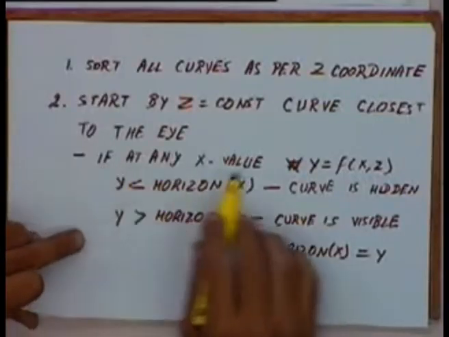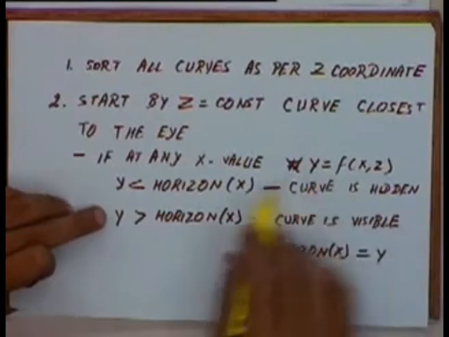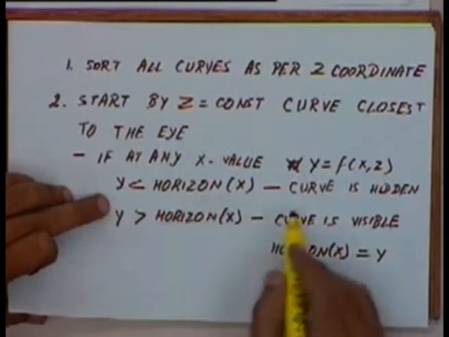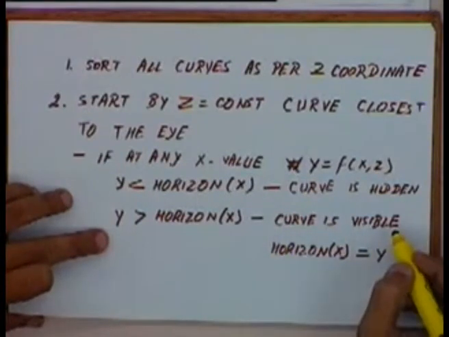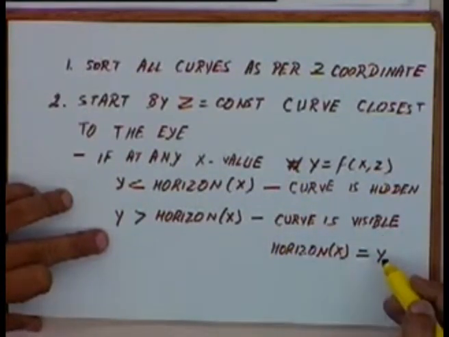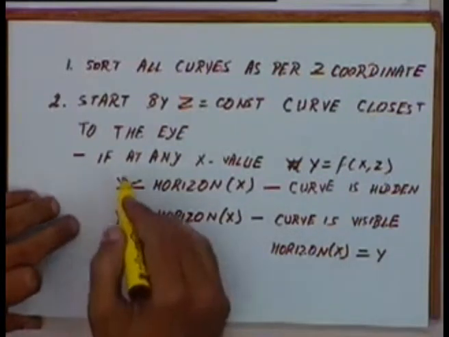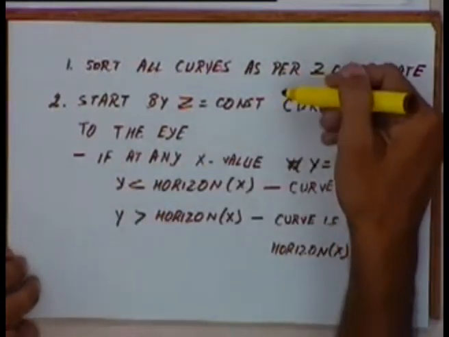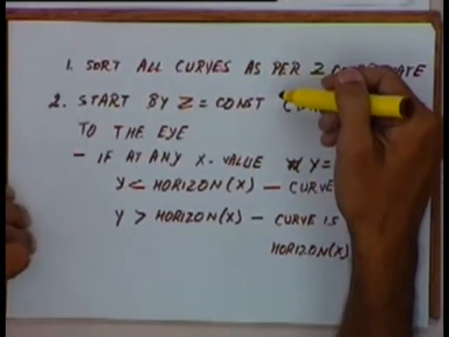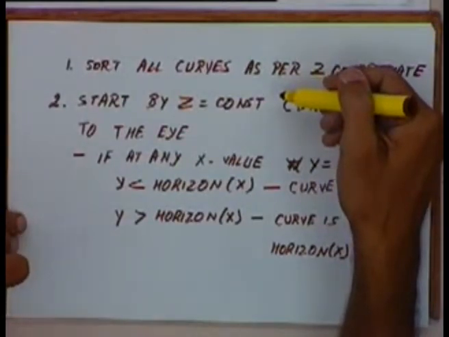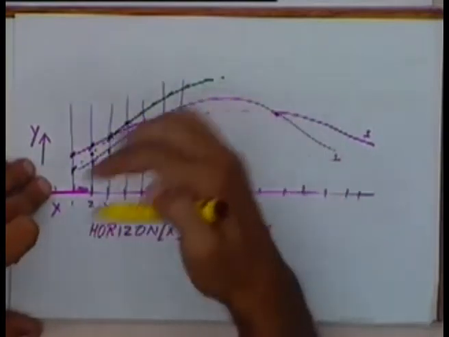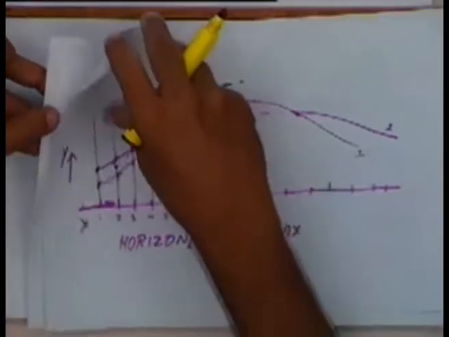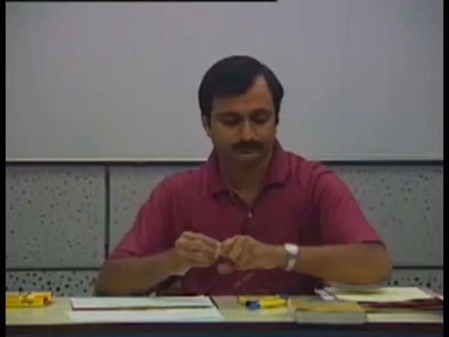So if at any x value we compute the y value, and the y value is less than the horizon of x, then the curve is hidden. If the y value is greater than the horizon of x, then the curve is visible, and we update the horizon of x to y. We do this for all the x values, and repeat it for all the curves successively, one after another. By this we will be able to display all these curves one after another, and we get a 3D effect the way we just saw in the figure.